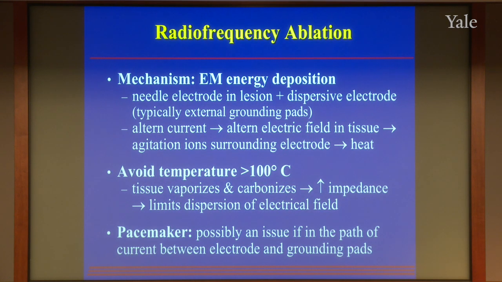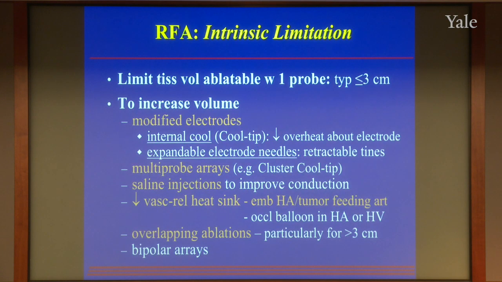Radiofrequency ablation involves placing a needle in that will create an alternating current that creates agitation of ions and friction-related heat. You want to avoid a temperature greater than 100 degrees because that can vaporize and cause carbonization, which will increase impedance and limit the propagation of your electrical field beyond that level, which could be immediately around the needle. And then there's also issues of how safe it is if you have a pacemaker in proximity to where you're treating.